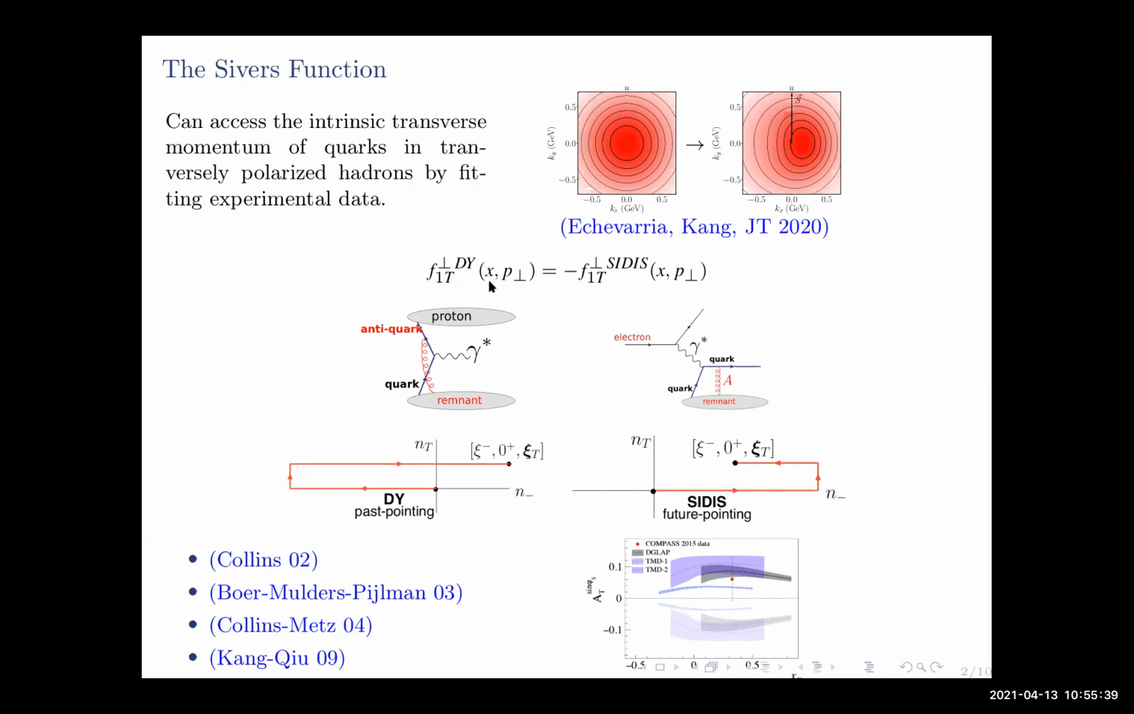Now, an interesting complication associated with the Sivers function, something that Rajesh just mentioned, is that the Sivers function is process dependent. The most famous example of this process dependence is the Sivers function in Drell-Yan and semi-inclusive DIS. This occurs because the gauge link that enters into Drell-Yan is generated by the interaction of the incoming antiquark with the polarized proton's remnant field. As a result, you have a past pointing Wilson line. Whereas in semi-inclusive deep inelastic scattering, this Wilson line is generated by the interaction of the outgoing quark and the polarized proton's remnant field. As a result, you have a future pointing Wilson line. Experimental verification of this sign change was first performed by the COMPASS collaboration in 2015.